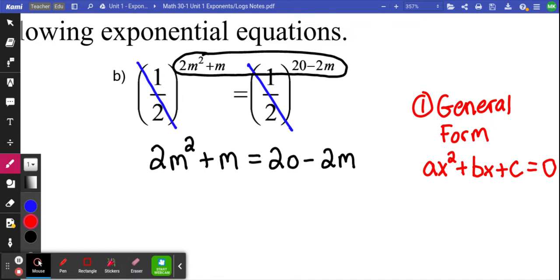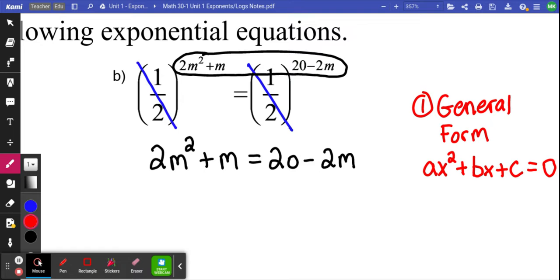A lot of you guys haven't solved a quadratic in a year and a half. So I taught a lot of you first semester last year. So it's been a while. Right? If you have exponent 2, it's called a quadratic. You need to move it to general form. So get everything on one side.